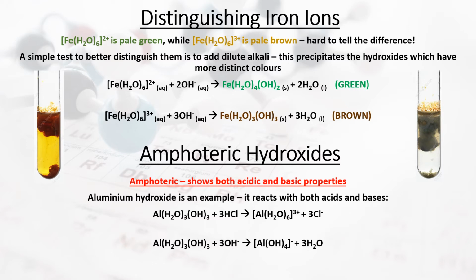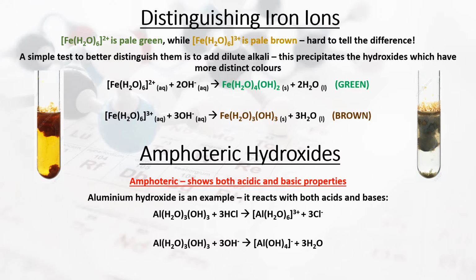And the key thing is that they have more distinct colours. The iron 2+ precipitate is a quite solid green colour, and the iron 3+ precipitate ends up being a quite strong brown colour. So it's much easier to tell whether you have iron 2 or iron 3. Iron 2 is green, iron 3 is brown.